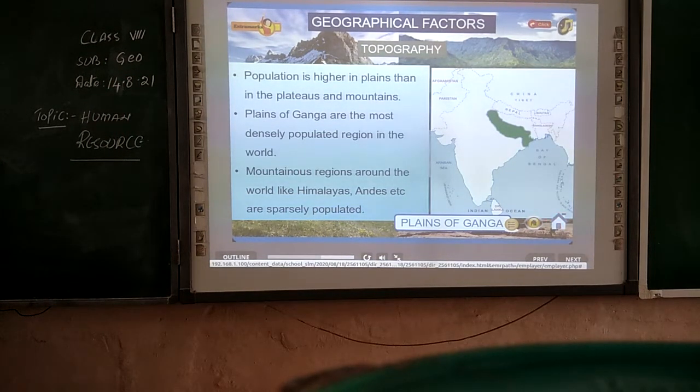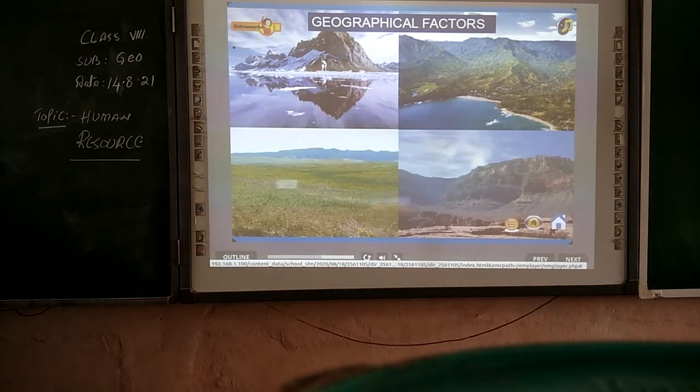You see here geography factors. Population is higher in plains than in plateaus and mountains. Plains of Ganga are the most densely populated region in the world. Mountain regions around the world like Himalayas, Andes are sparsely populated. Generally, if you see the mountain areas, population is very low.